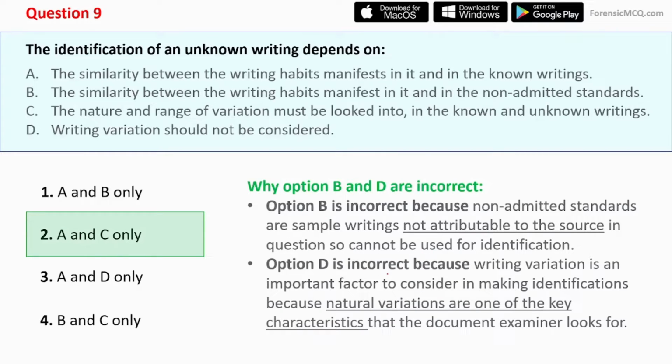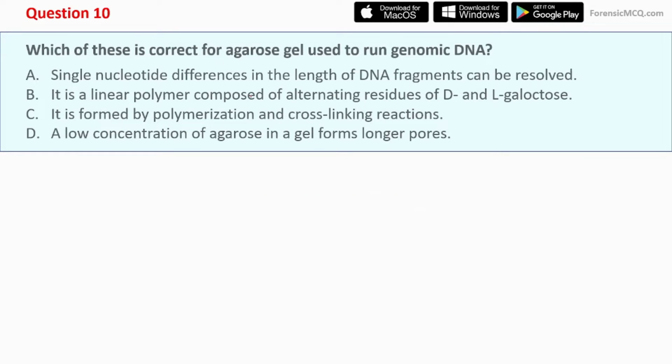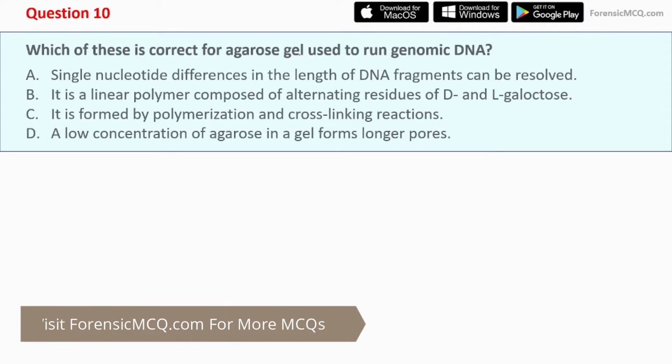And option D is incorrect because writing variation is an important factor to consider in making identification, because natural variations are one of the key characteristics. Now let's move to question number 10, which says: which of these is correct for the agarose gel used to run the genomic DNA?